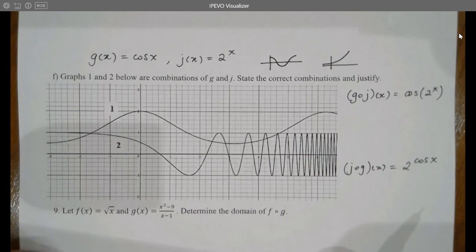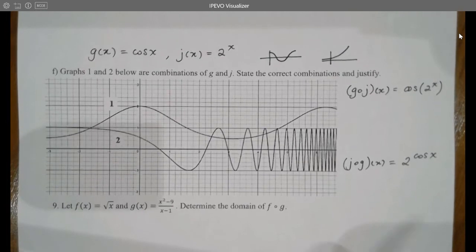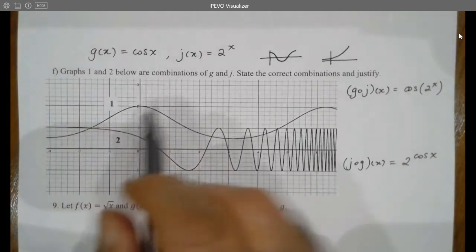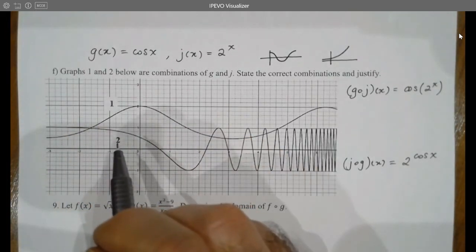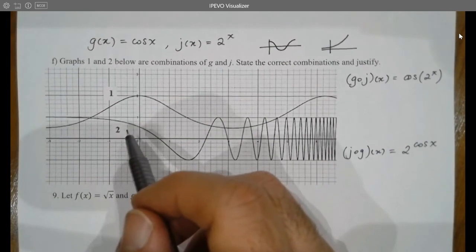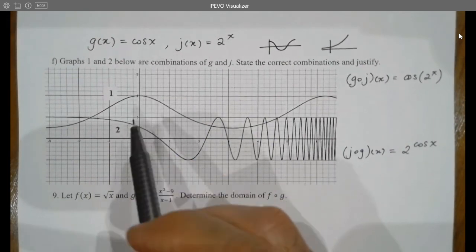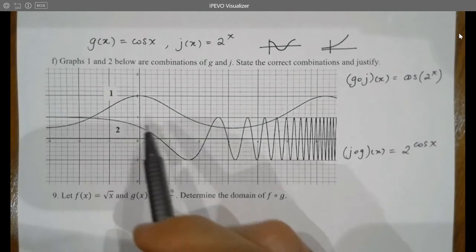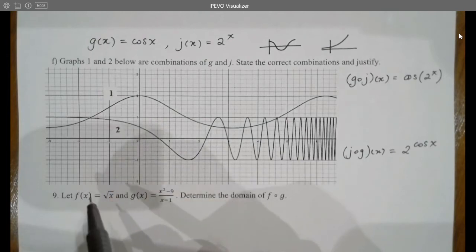Hi folks, we're going to take a look at 8F from the Unit 6 assignment. So they give us these two functions, g of x equals cos x and j of x equals 2 to the x, and they want us to figure out which combination is going to give us these two functions 1 and 2.